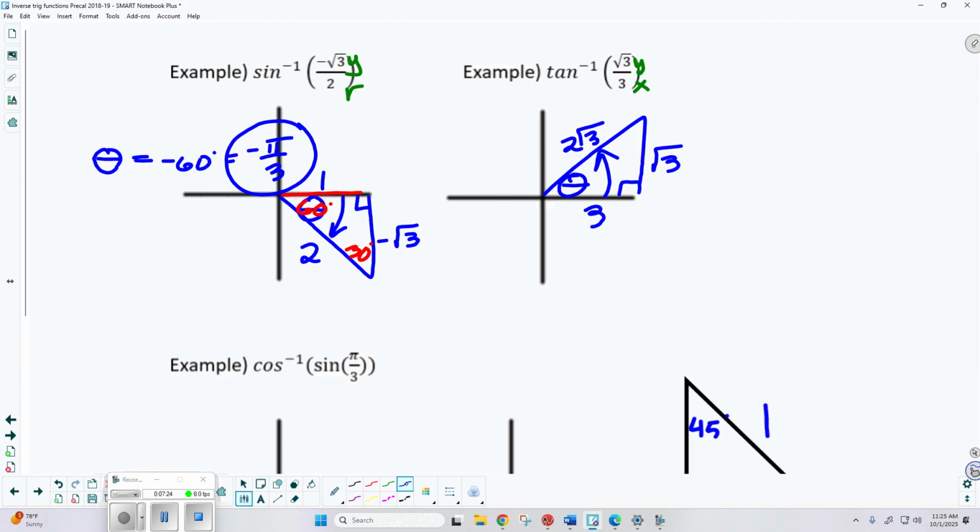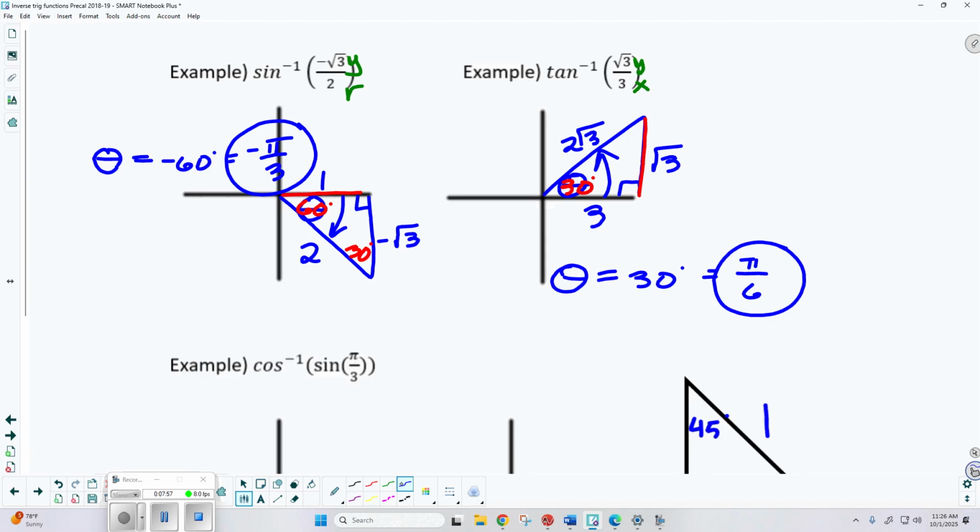Okay. Well, what type of triangle is this? This is also a 30, 60, 90. So in this case here, the angle I need is 30. Okay, because the square root of 3 is smaller than 3. So that means my answer theta is going to be 30 degrees. As a radian, that's pi over 6. There we go.